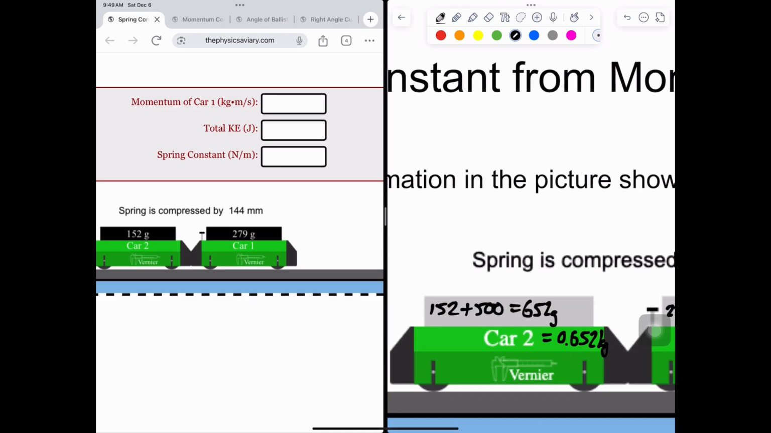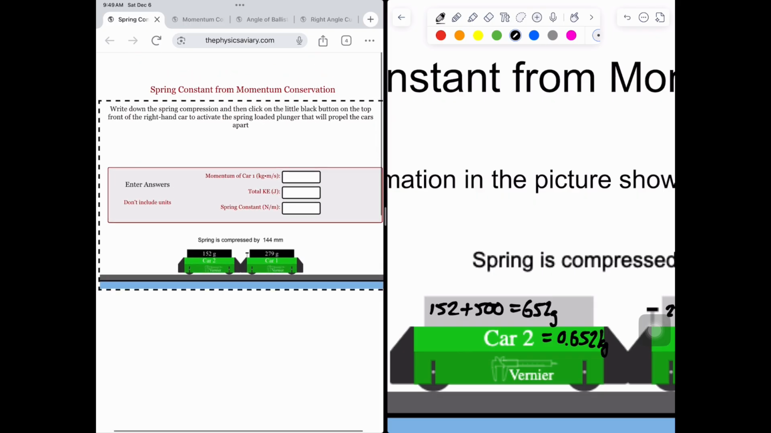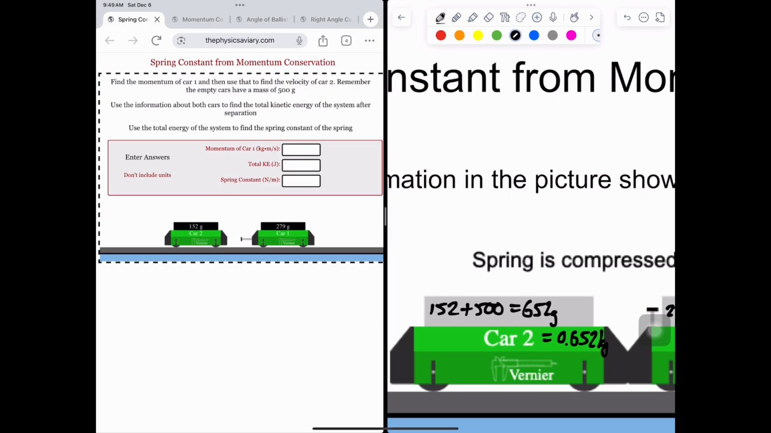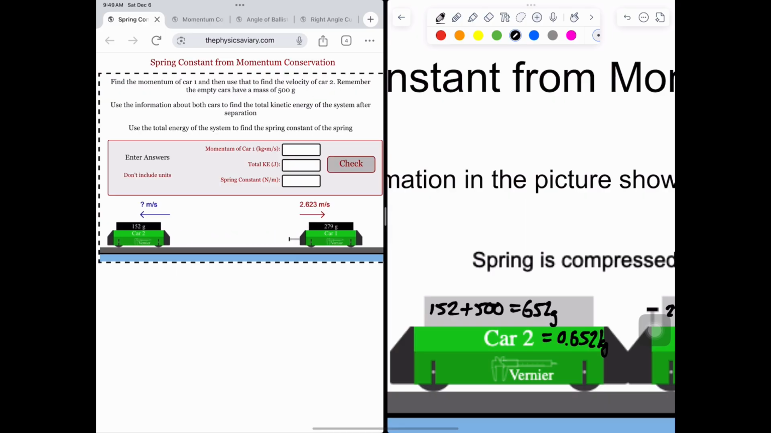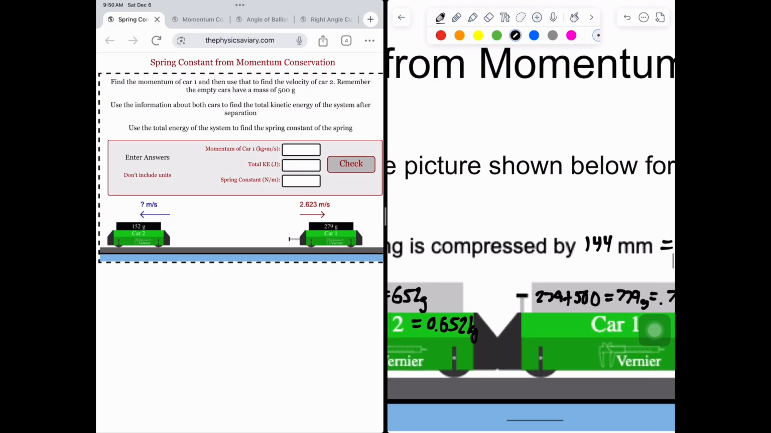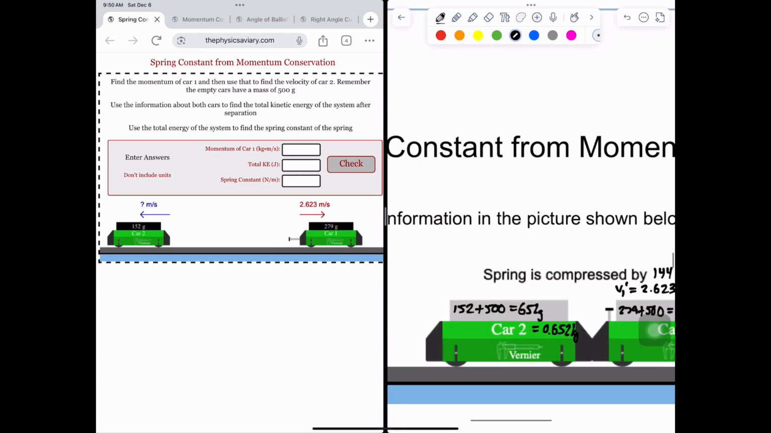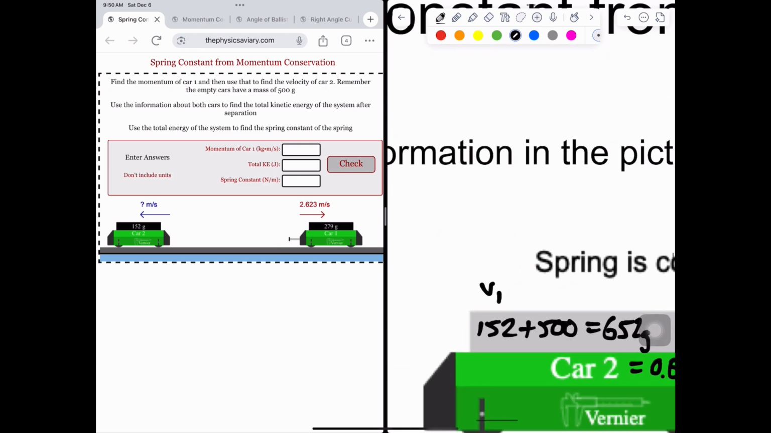Both are starting at rest, okay? So both start with zero momentum. They're going to fly off in opposite directions, just like question number 1. So once we note the compression, we're going to activate the plunger by pushing that down, and they're going to fly apart. Now we know the velocity of this cart after collision. We know v1 prime. It's 2.623 meters per second in my case. Write yours down. And we first have to find v2 prime.